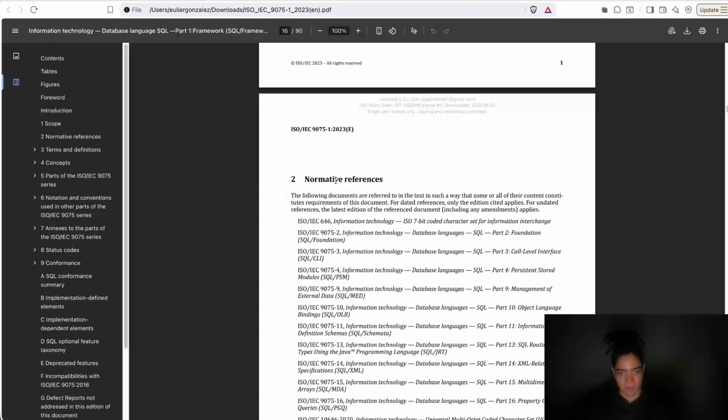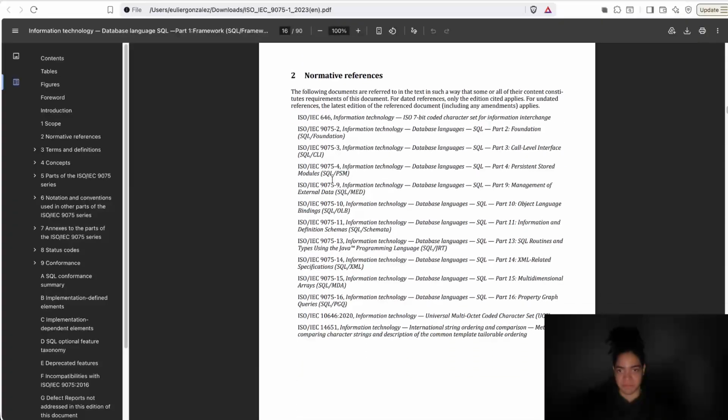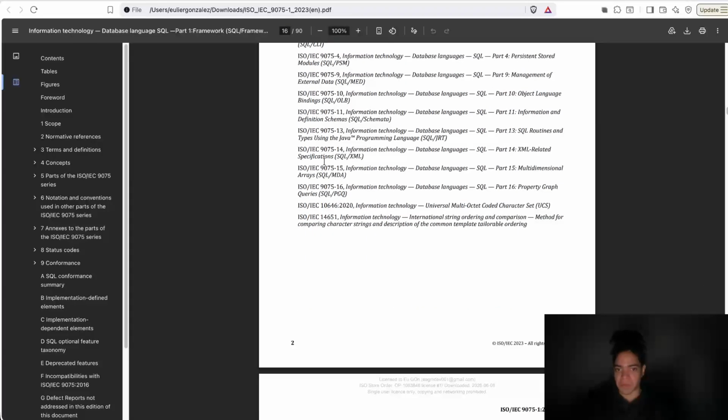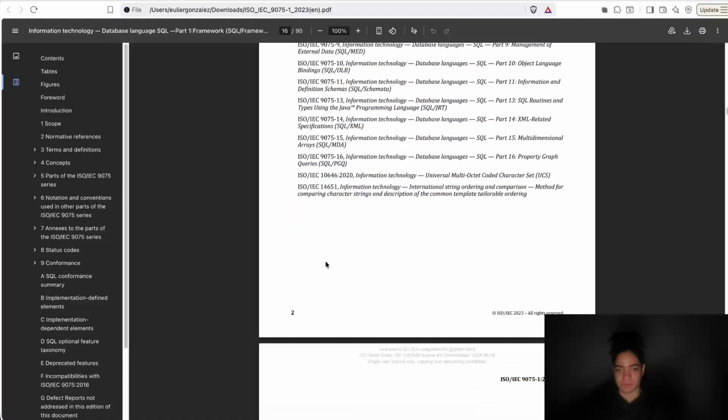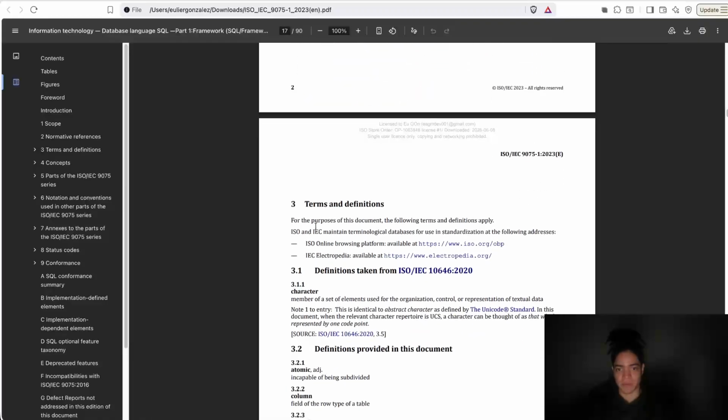And then the normative references, okay. You can take a look at that. The following documents are referred to in the text in such a way that some or all of their content constitutes requirements of this document. You have all of them, so all the normative references. Got it. Okay, cool. Well, terms and definitions, exactly.